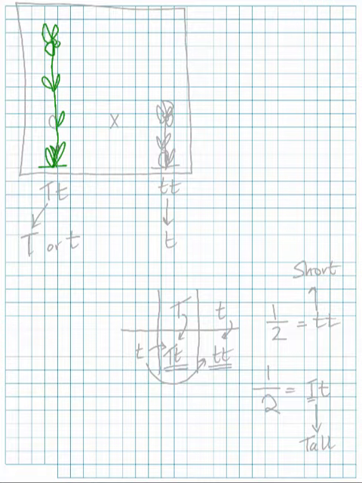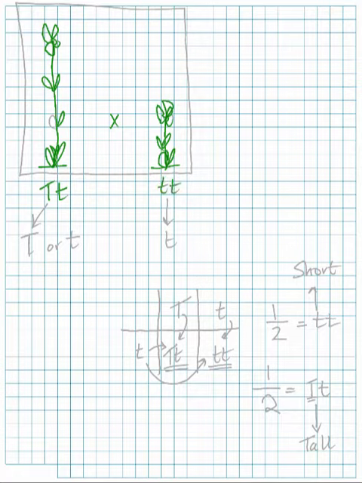But rather than making it big T, let's make it big T, little t, and we will cross that again with a short plant. So here's our short plant. Now, short plant must always be little t, little t.